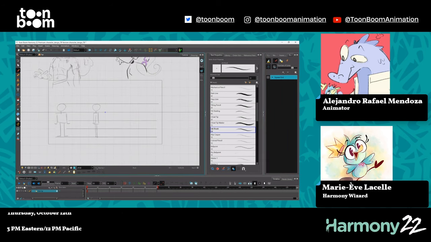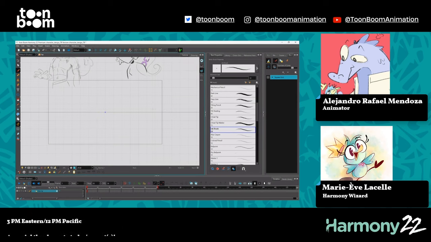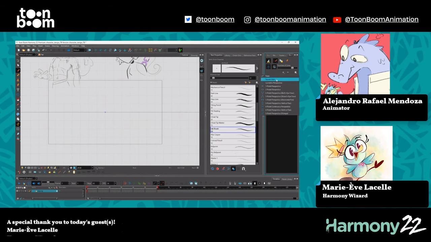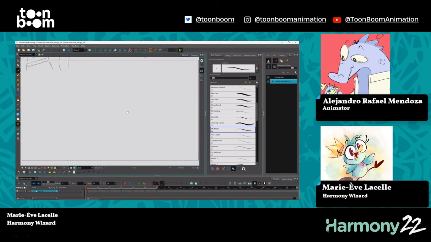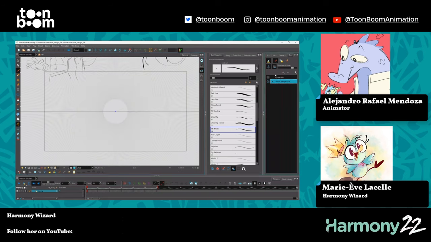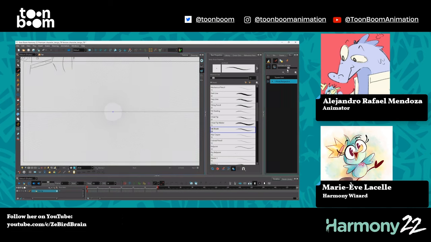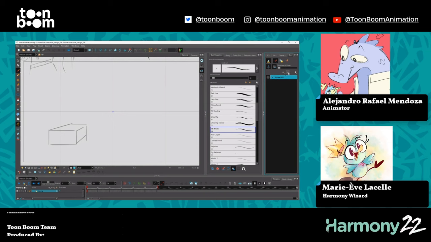Another thing that I like to use is the guide over here for perspective. Oh my God, this is so nice. Who has this? Nobody, only Harmony. Oh, I know Clip Studio has it, but I don't use it. I only use Harmony for this. Perfect. Make a square. Love it. Phenomenal. I always use this for my backgrounds.